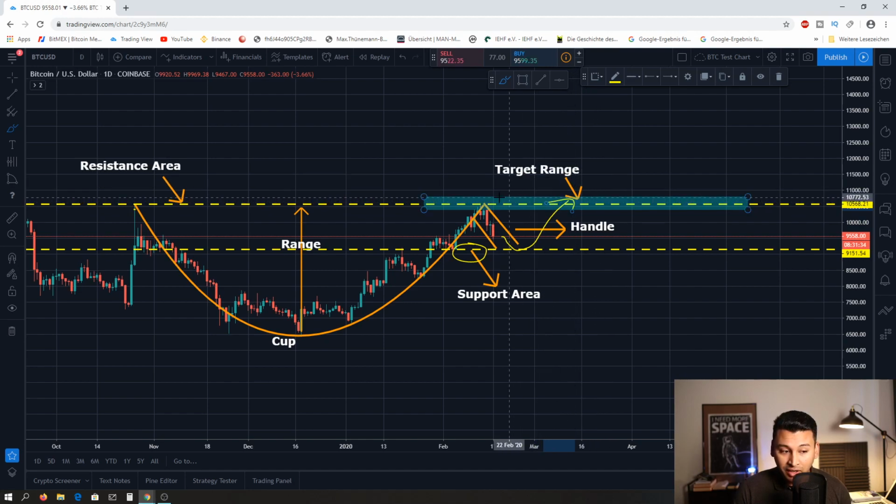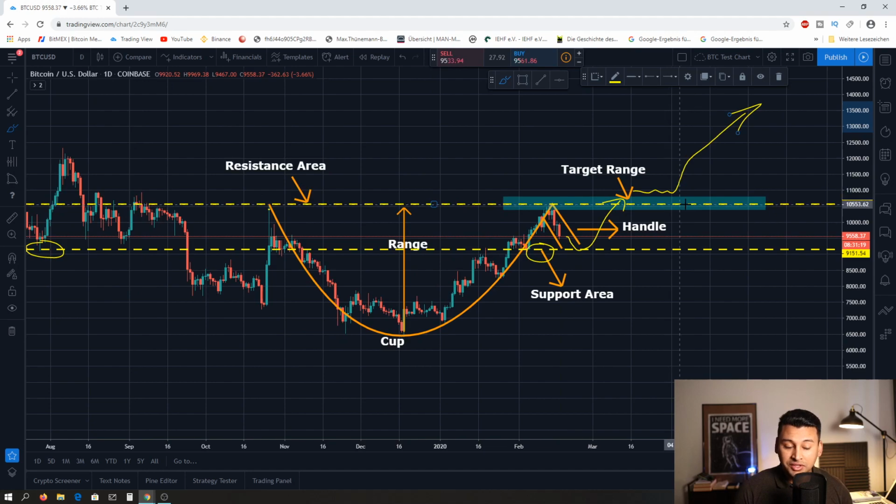So this area that I just highlighted is our target area. This particular area of support or target is going to be a really nice indication that we are going back into an upward trend.